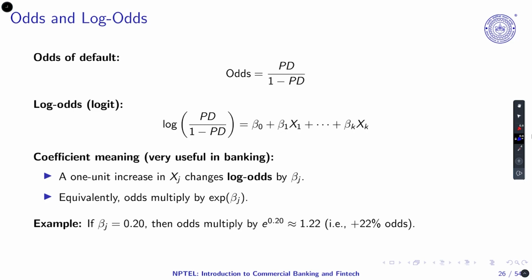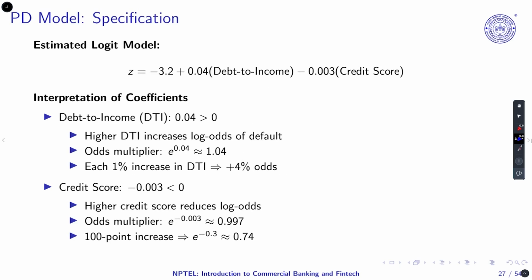Now coming to the coefficient explanation, this is what we have written. I think I discussed this already, so let's move on. Now suppose I have estimated the logit model, and this is how the model looks: the alpha coefficient is 3.2, plus the first coefficient is 0.04 on a variable like debt to income, and then I have the credit score, and this is after estimation.